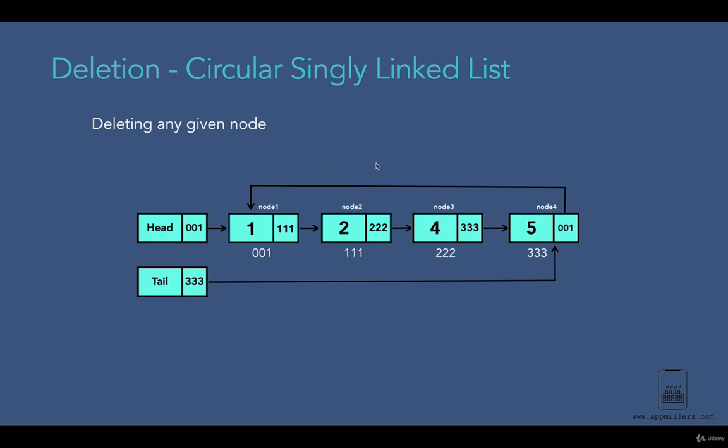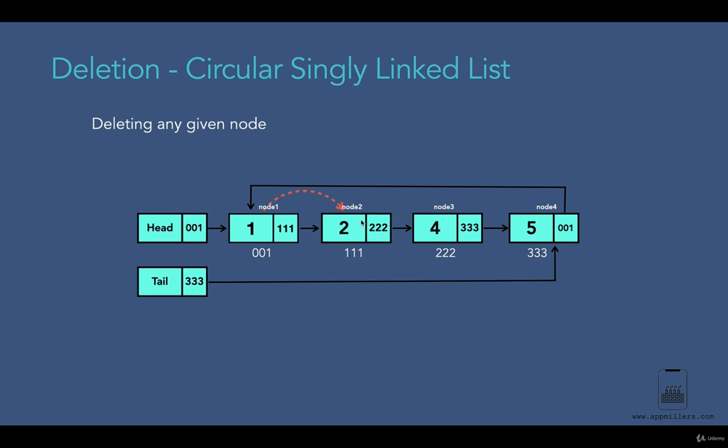Now we continue to the second case, in which we delete a node from any given location. Let's say we want to delete node 3. The first step is to loop through the circle single linked list until we reach the node located before the node that we want to delete. In this case, if we want to delete node 3, we have to loop until node 2. Then we change node 2's reference to point to the node which is after node 3, because we are going to delete node 3.